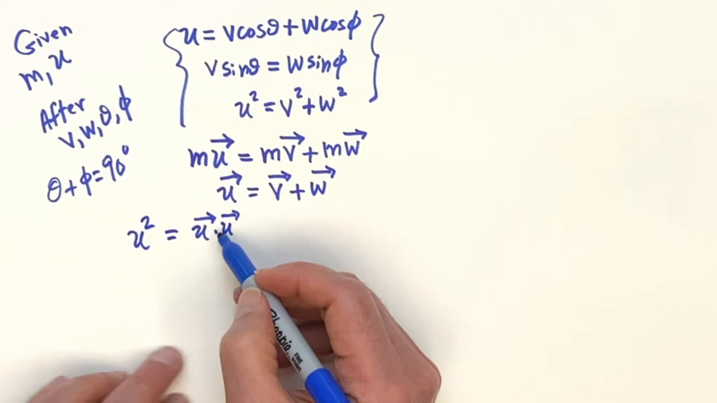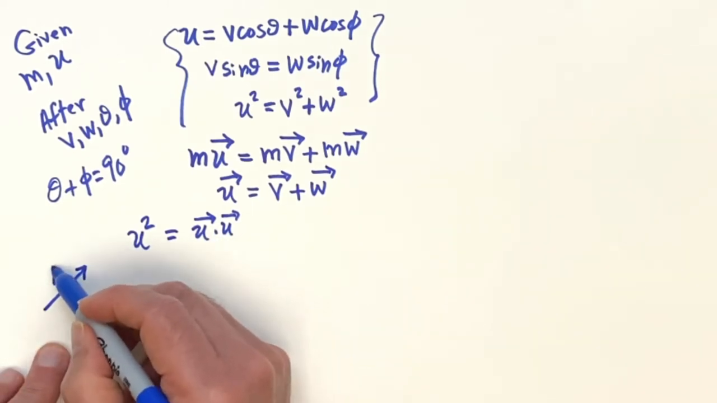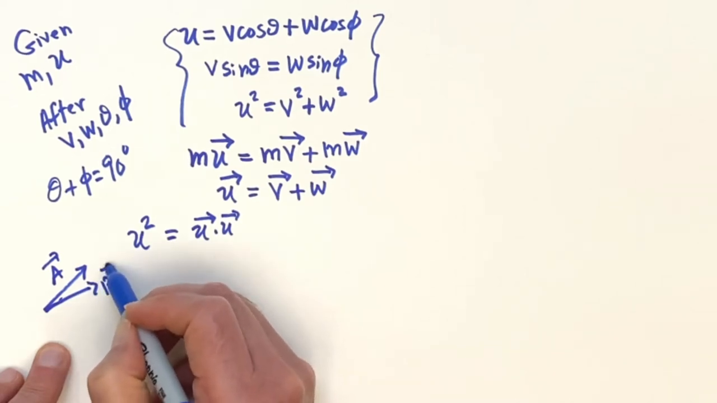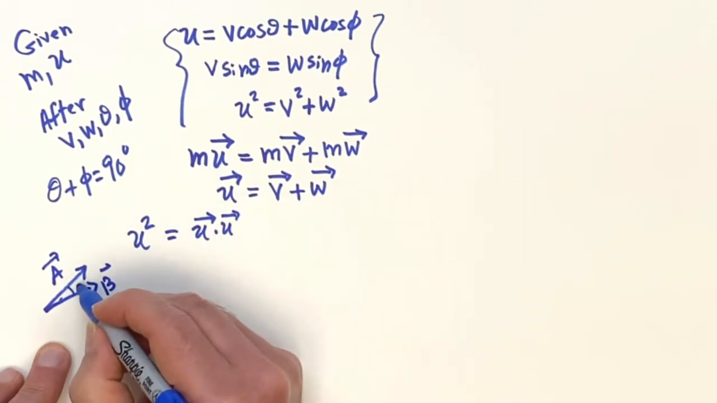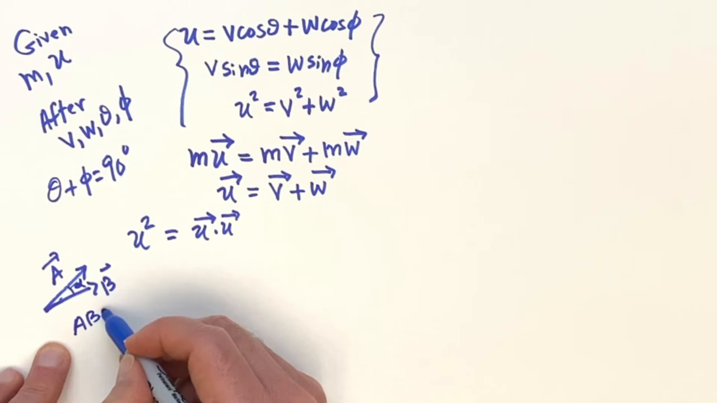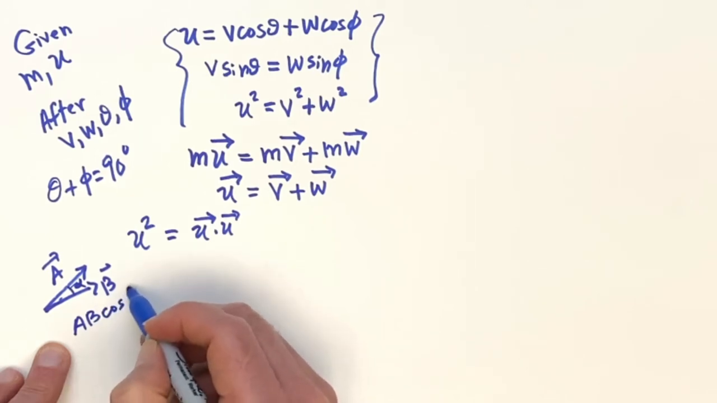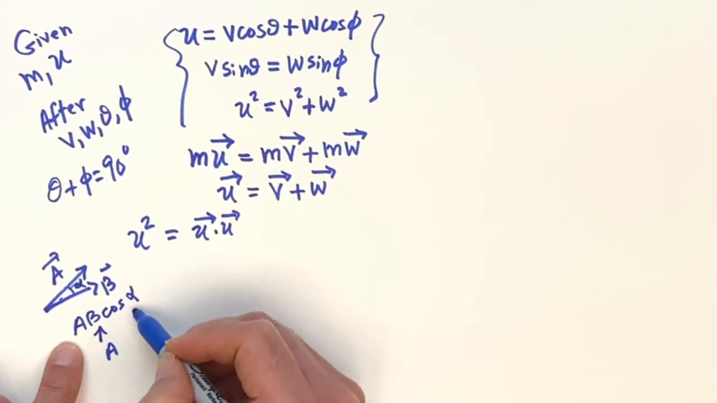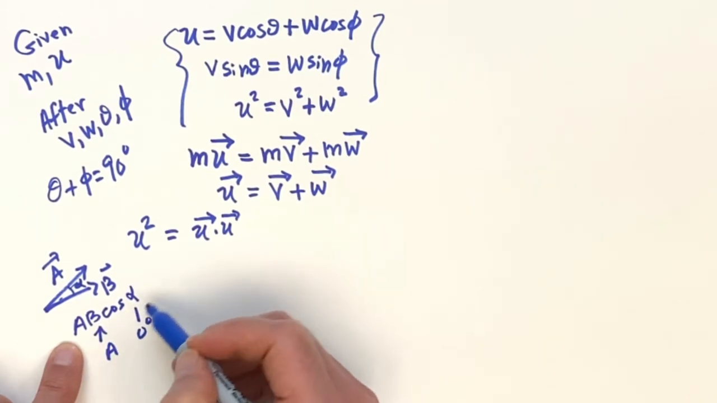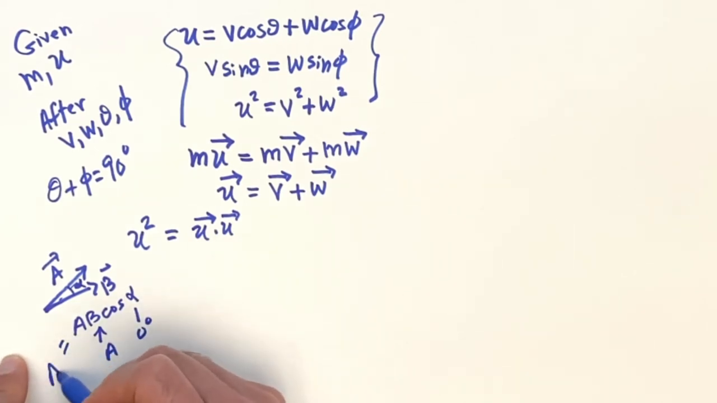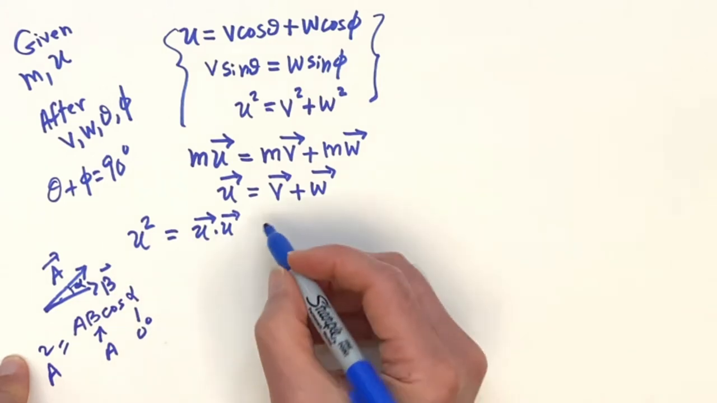Remember the dot product. If you have the dot product of a vector A with another vector B, and say there's some alpha angle between them, it's the magnitude A, times the magnitude B, times the cosine of the angle. Now, if it's the same vector, then B is A, and the angle is 0 degrees. So you would get simply A squared in this case. So here I have u squared.